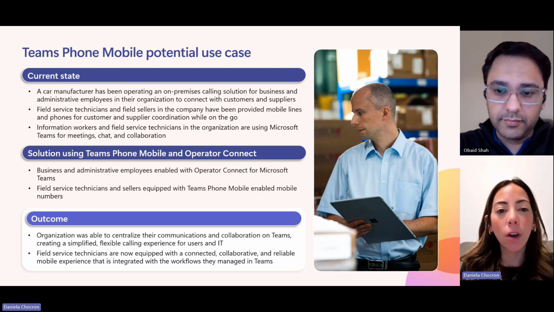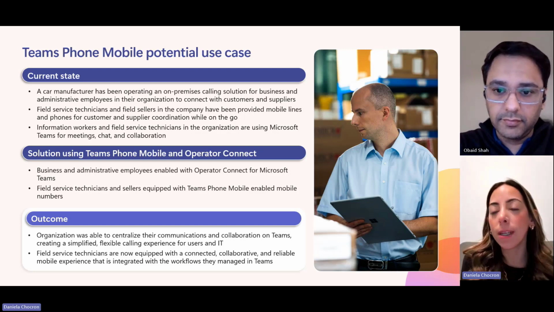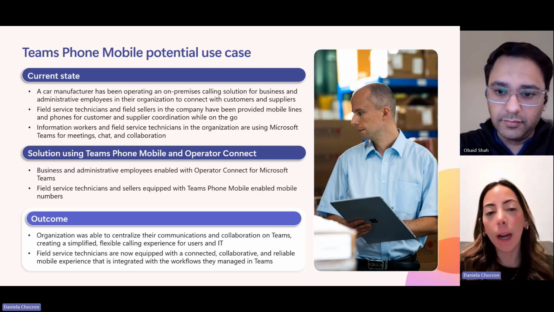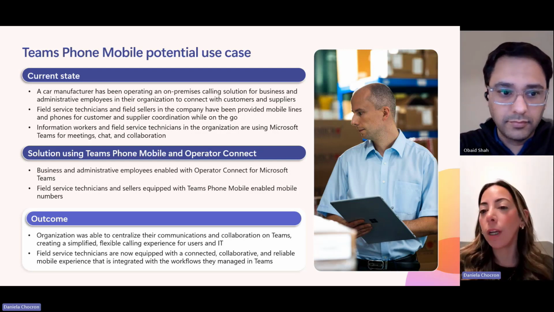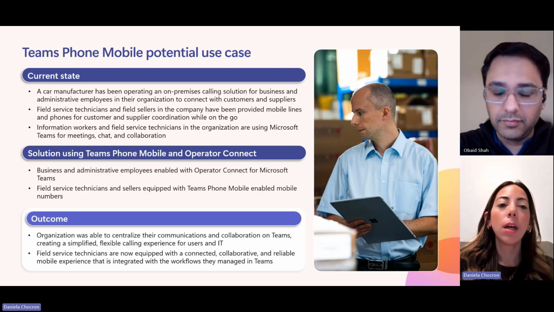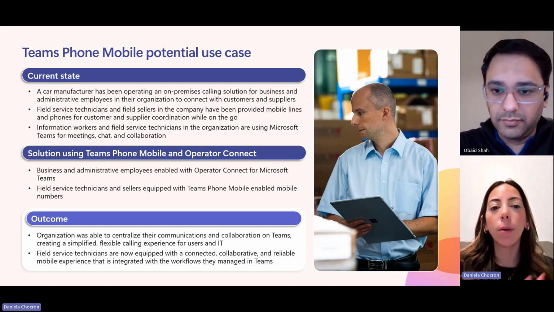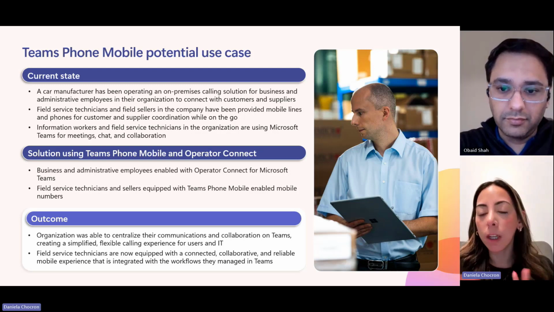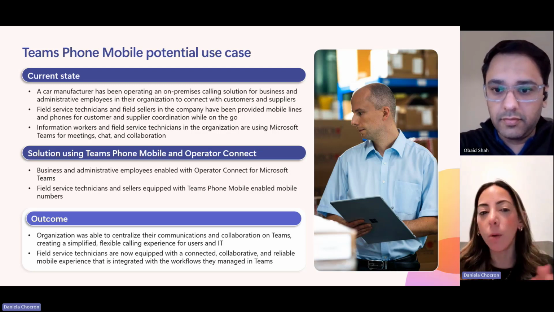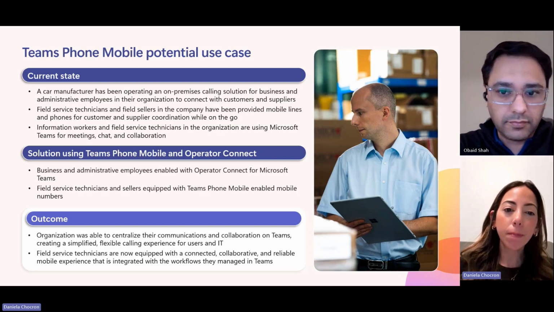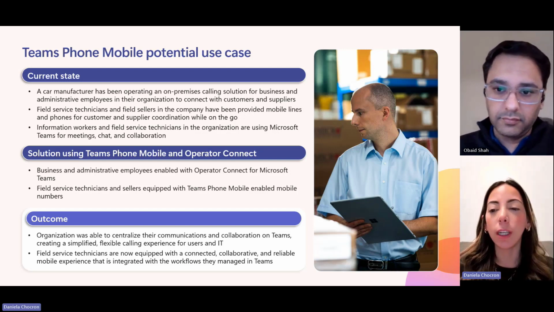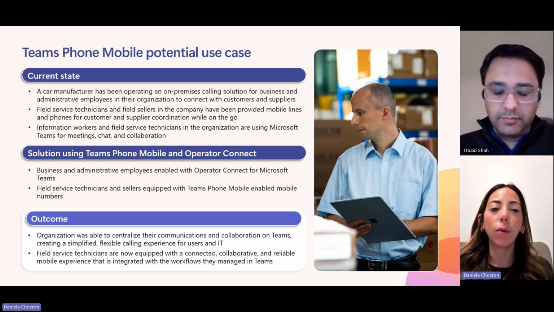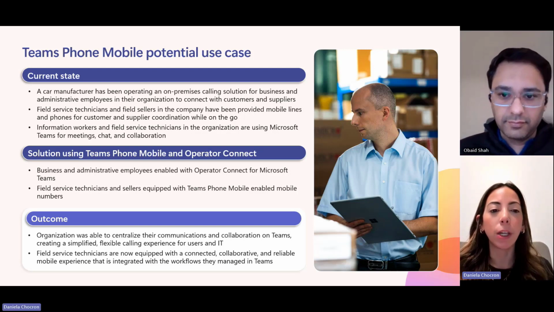They've been using an on-premises calling solution for both their business and administrative employees in their corporate offices to help them connect with their customers and suppliers whenever they need to make and receive PSTN calls. And then you have field service technicians and field sellers in the organization that have been provided mobile lines and mobile numbers not connected to Teams to be able to collaborate while on the go. And everyone in the organization is using Teams today for meetings, chat, and collaboration, but they have potentially a not as connected voice strategy with their Teams collaboration.